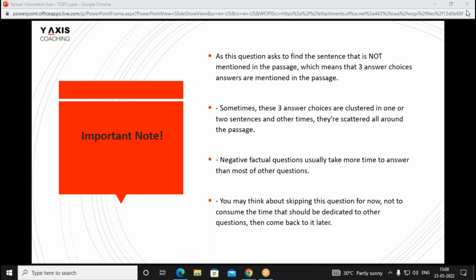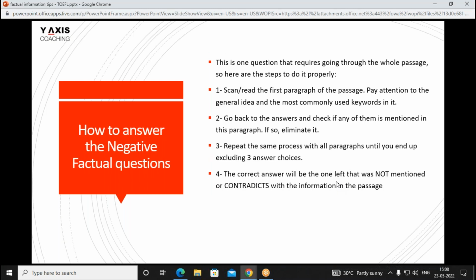Also note that this particular question type will usually take most of your time to answer, and you can actually decide not to answer it now. Maybe you can come back and answer it later at the end. This is one of the questions that requires us to go through the whole passage to find the right answer.